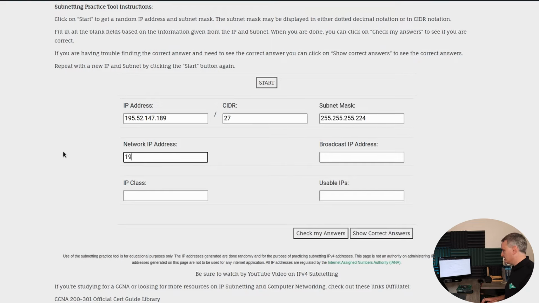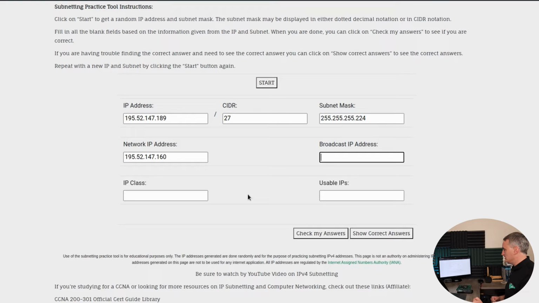The network IP address is 195.52.147, and then this particular octet is going to jump by multiples of 32. Okay, so that's actually going to give us the final octet. We know 192 is one of those multiples of 32 boundaries. You start to associate that these subnet mask numbers, 128, 192, 224, start to follow in your mind as natural points where you might be able to find a network IP address. So 192 is one of them. This is currently at 189, so we're going to back off from that to 160, because we're going back by about 32 here on the network address.